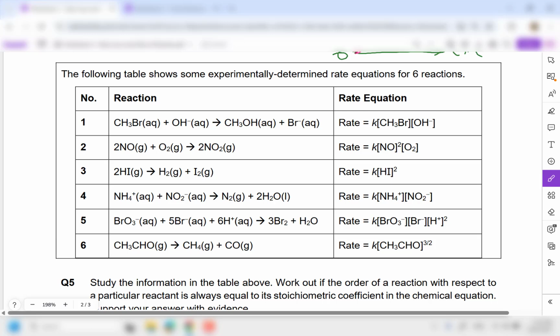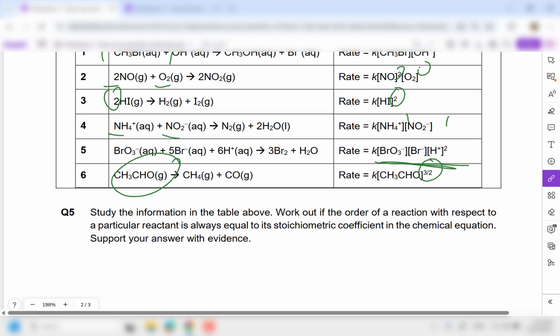Okay, so you notice that for reaction 1, the power is the same as the stoichiometric ratio. For reaction 2, the power is also the same as the stoichiometric ratio. For 3 it is the same, right? Yeah. For 4 it is the same as well, right? But for 5 and 6 it is different. You can see that the power is not the same as the stoichiometric ratio. Okay, for 6 as well. You can see that this is fractional order.